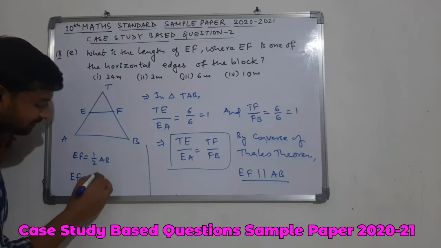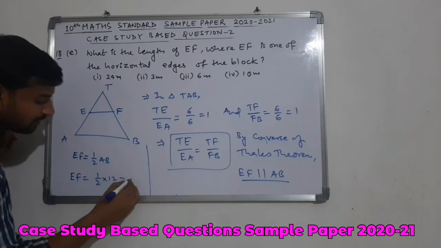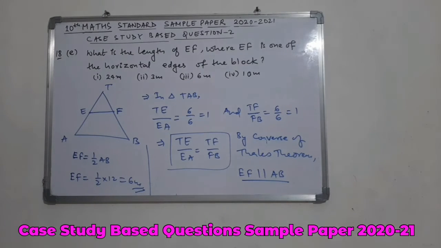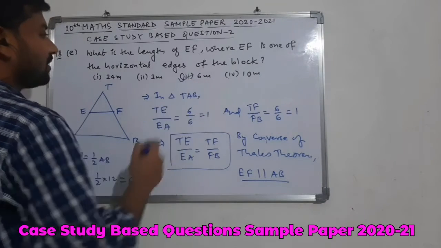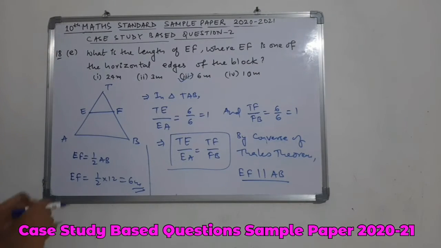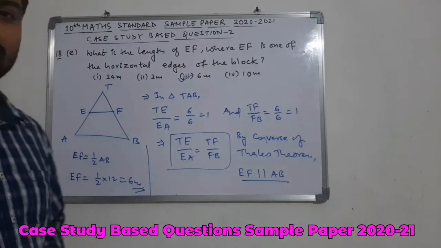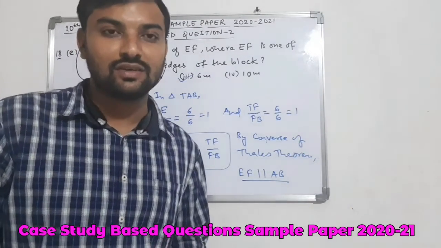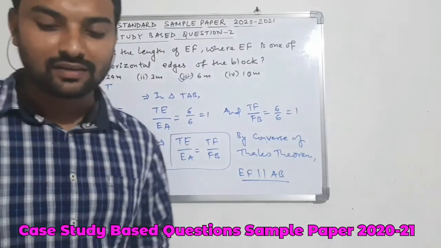So EF is nothing but 1 by 2 of 12, that is 6 meters. So from here we can calculate the length of EF, that is coming out here as 6 meters. So this is again a very simple question, and this is the end of the second question based on case study, which is related to the triangle.